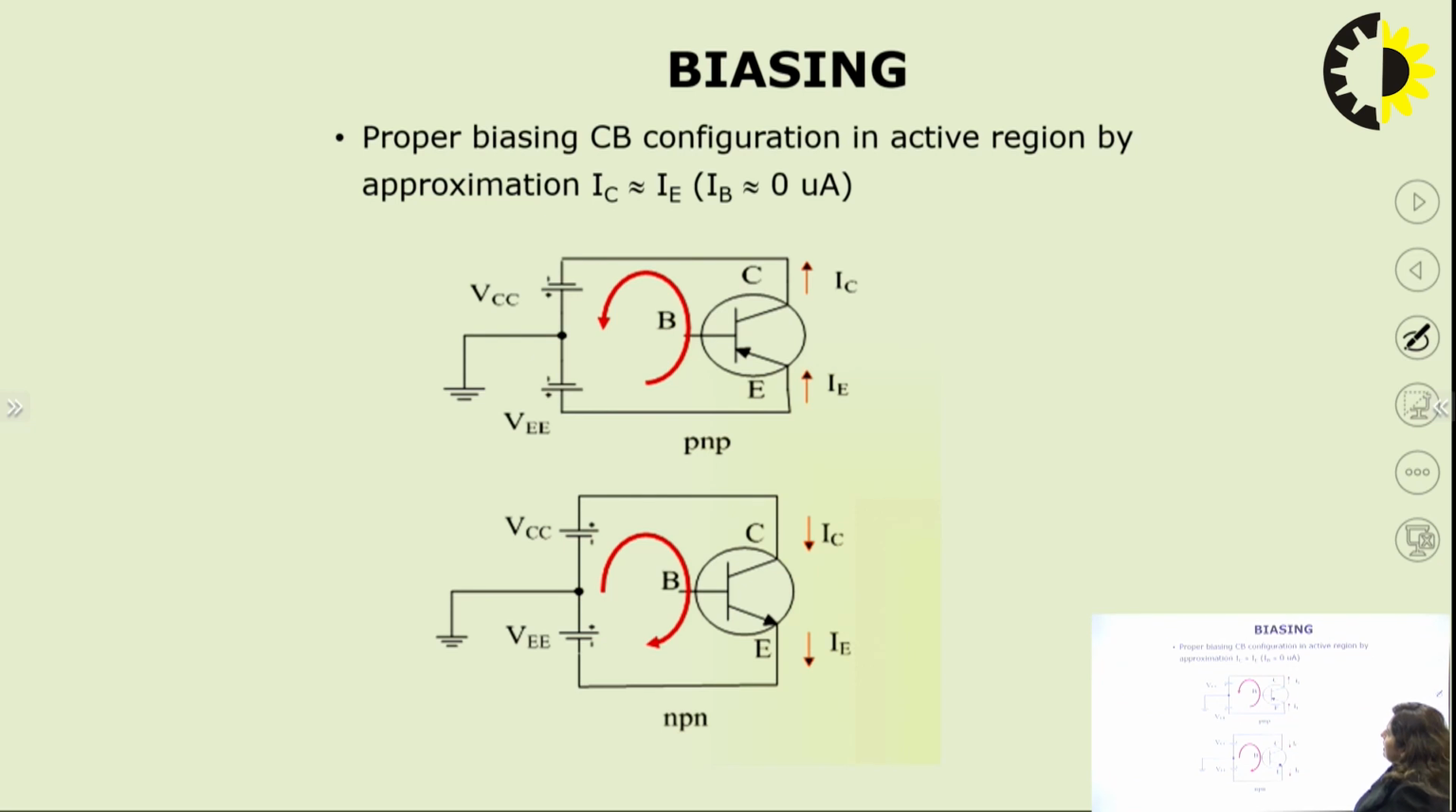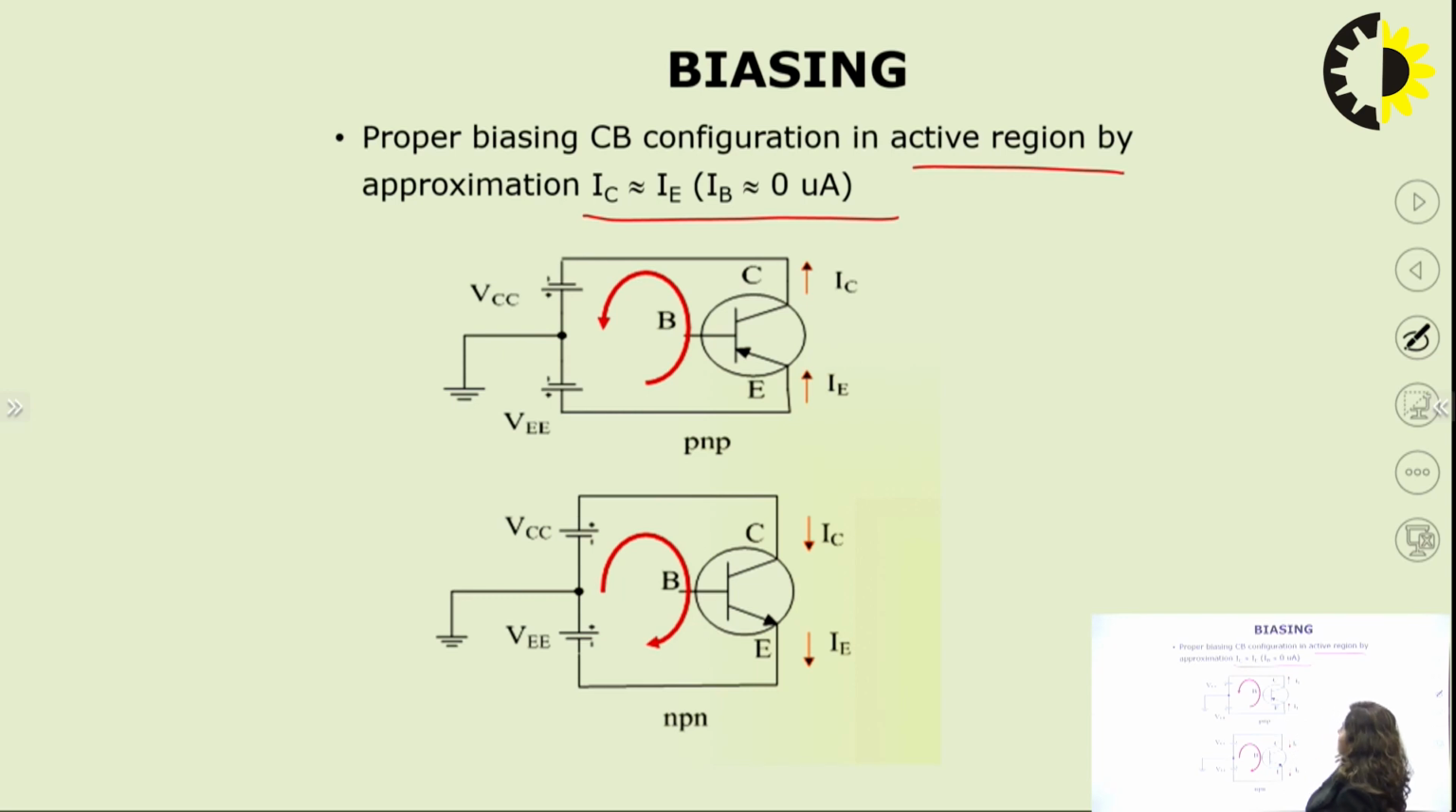Here we come to the biasing part of the BJT. For proper biasing of the common base configuration in the active region, IC is approximately equal to IE. Here we are taking the common base configuration, which is why I have taken IB, the base current, as grounded, equivalent to 0 microampere. In the pictures below, we have the common base configuration, so the base is common to the collector and emitter.